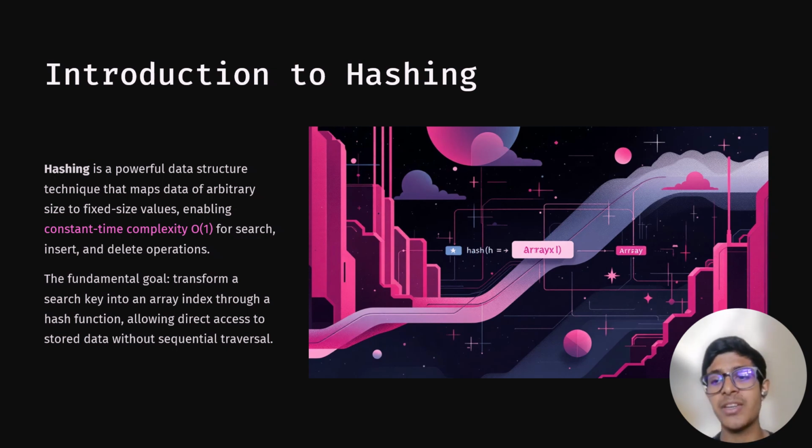Hashing uses a function called a hash function to map data of arbitrary size, like a long string or a complex object, into a fixed value. Think of it as an intelligent GPS for your data. Instead of checking every house on a street to find a specific person, you have a function that takes the name and gives you the exact house number immediately. This transformation of a search key into an array index allows for direct access.